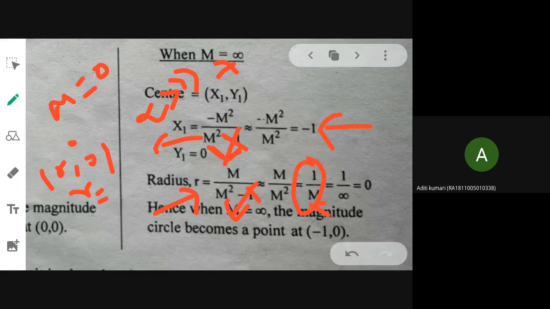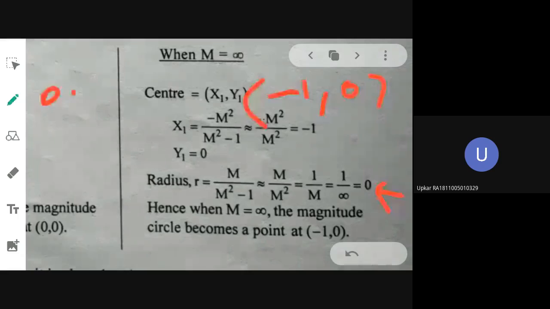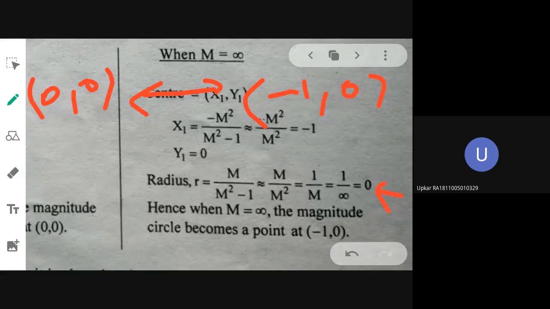In this, if you substitute m is equal to infinity, what is the radius that you are getting? 0. Now what is the center? Minus 1 comma 0. And here it is 0 comma 0. So when m is equal to 0, what is the shape, and when m is equal to infinity, what is the shape?